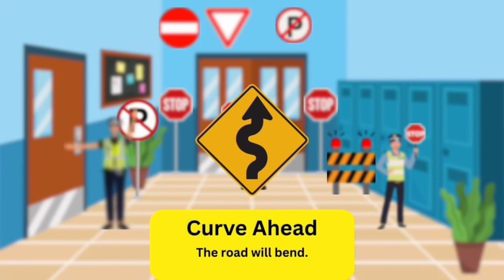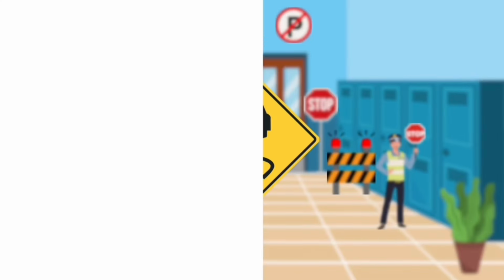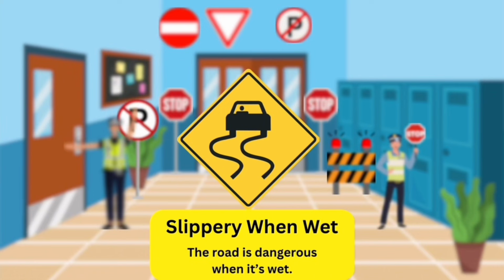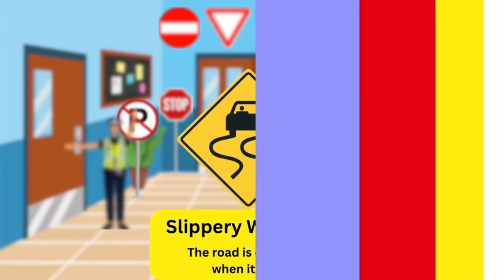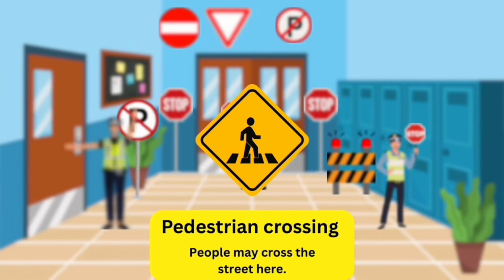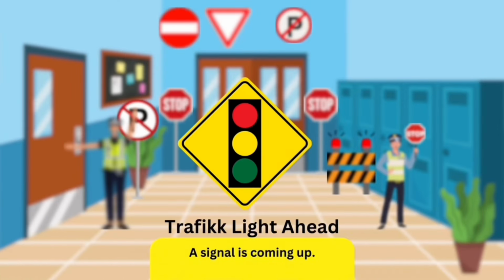Curve ahead. It means the road will bend. Slippery when wet. It means the road is dangerous when it's wet. Pedestrian crossing. It means people may cross the street here. Traffic light ahead. It means a signal is coming up.